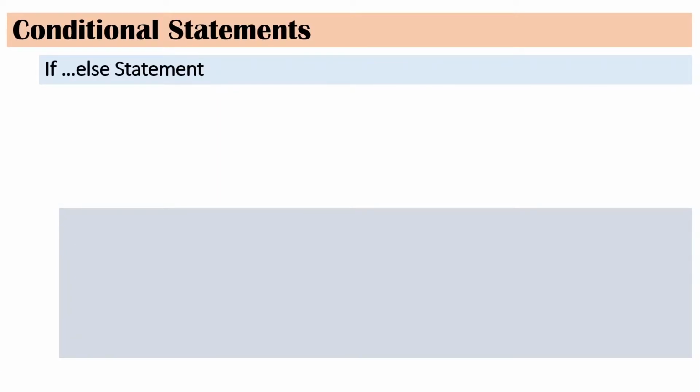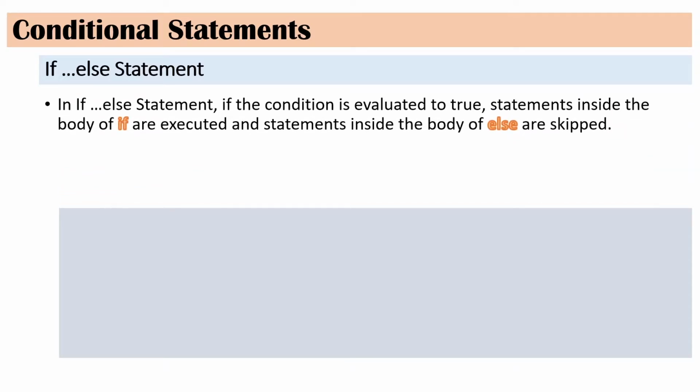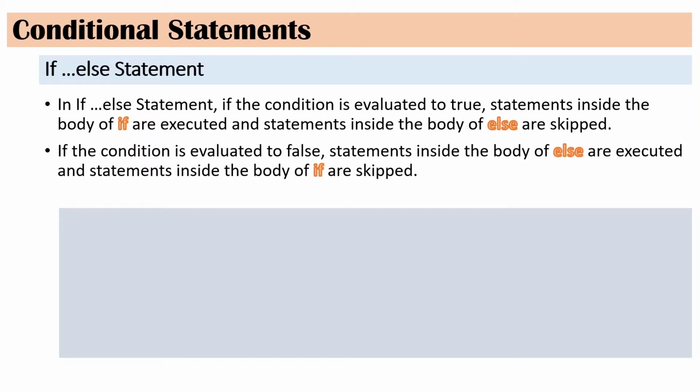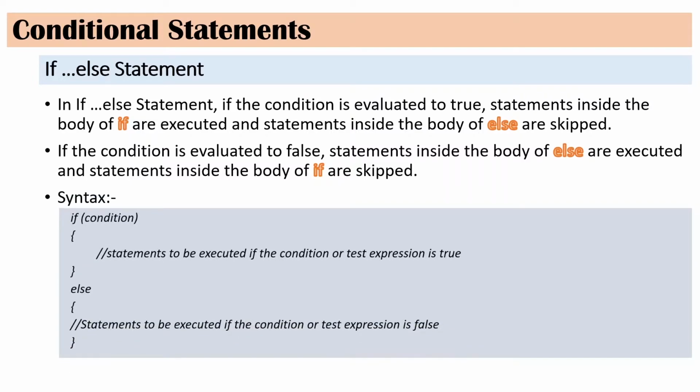Now next is the if-else statement. The if-else statement is nothing but two blocks of code, the if block and the else block. In the if-else statement, if the condition is evaluated to true, then the statements inside the body of if are executed, and the statements inside the body of else are skipped from execution. If the condition is evaluated to false, then the statements inside the body of else are executed and the statements inside the body of if are skipped. The syntax is as follows: if condition, then statements, otherwise else statements.